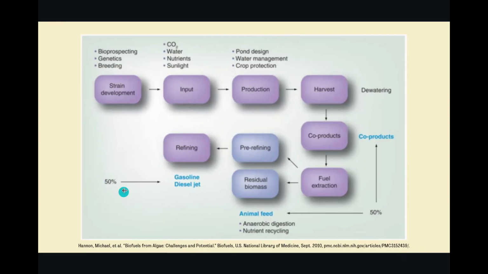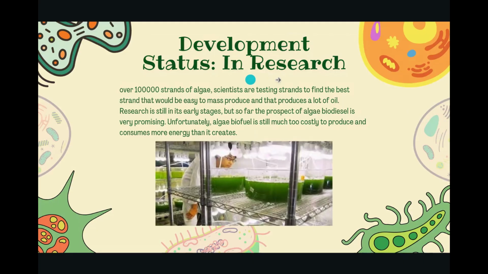And according to this diagram, that accounts for the other 50% of what is left over after the dewatering. Now, this biodiesel is not fully researched. As you can see, there are plenty of strands of algae to continue to research in order to find the best strand that is most suited to producing biofuel. This strand should produce lots of oil and be easy to maintain. Research is still in its early stages, but so far, the prospect of algae biodiesel is very promising.